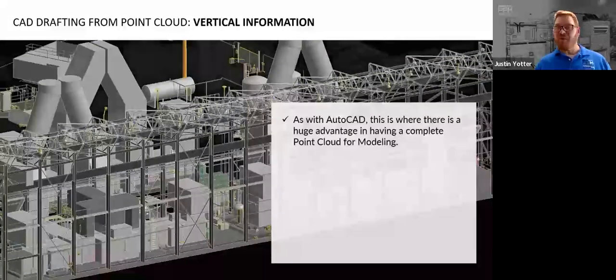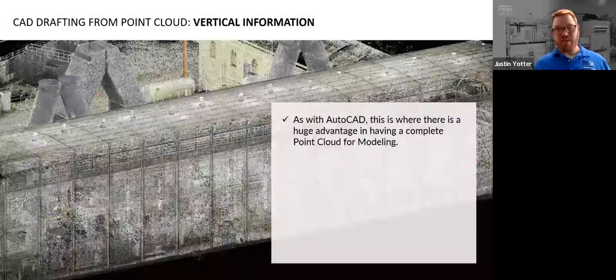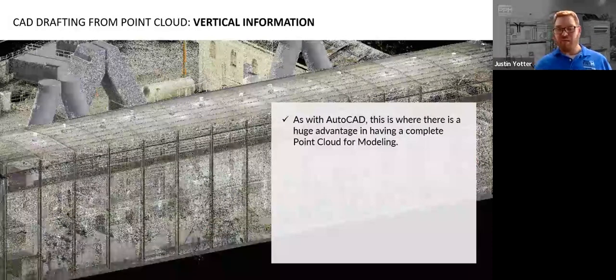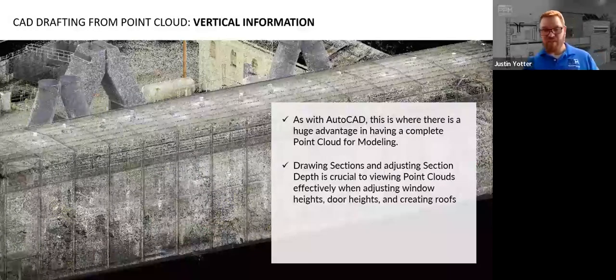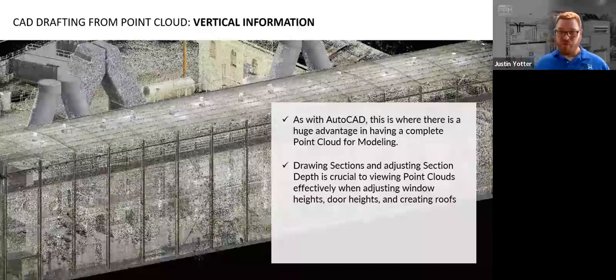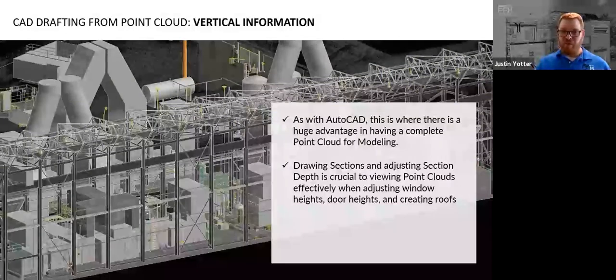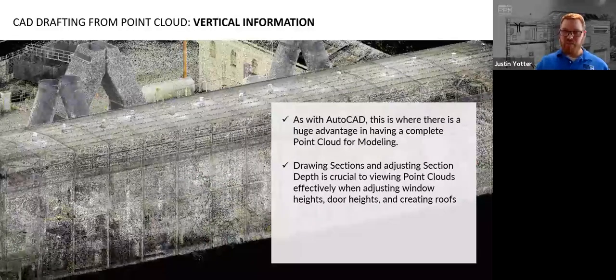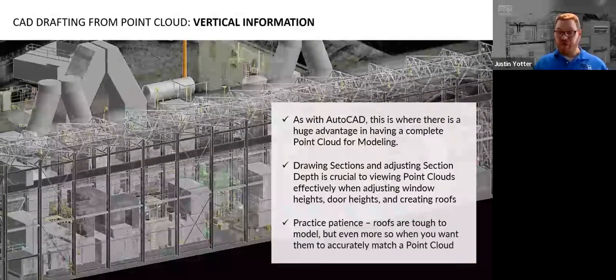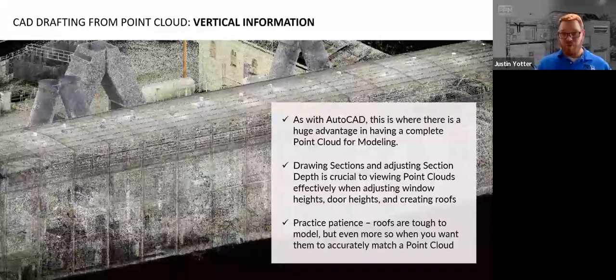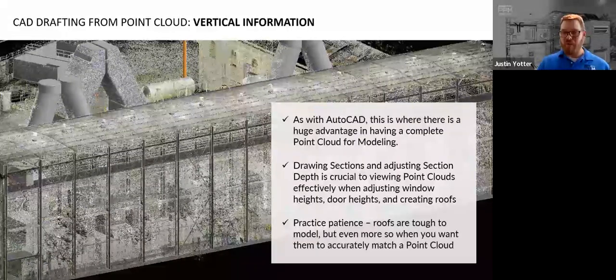Vertical information. As with AutoCAD, this is where there is a huge advantage in having a complete point cloud for modeling. Drawing sections and adjusting section depth is crucial to viewing point clouds effectively when adjusting window heights, door heights, and creating roofs. Practice patience. Roofs are tough to model, but even more so when you want them to accurately match a point cloud.